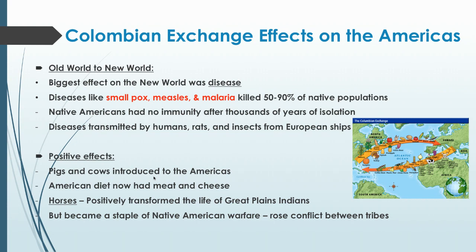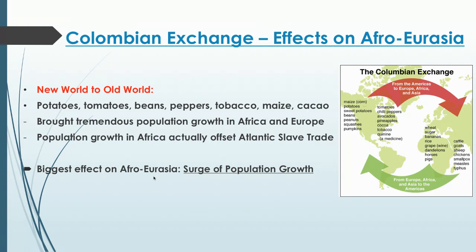And then, of course, the big one is horses. There were no horses in the Americas before the Columbian Exchange. Horses are going to revolutionize transportation in the Americas, especially for the semi-nomadic tribes that are following groups like, for instance, the Sioux in the Great Plains that follow the buffalo. Horses are going to revolutionize their lifestyle and make it far easier to follow the buffalo.